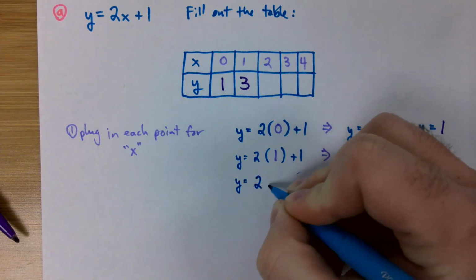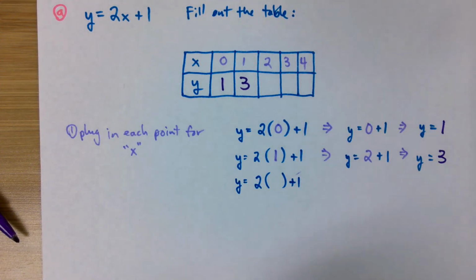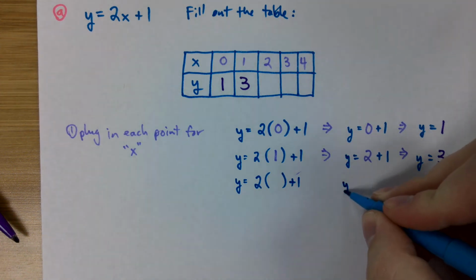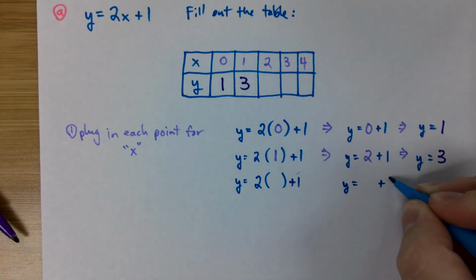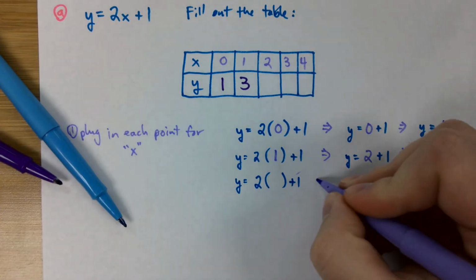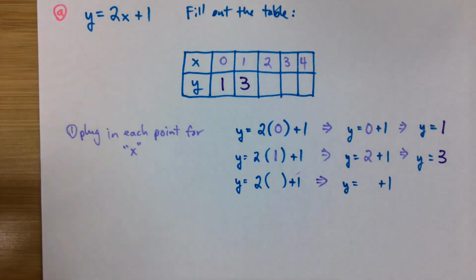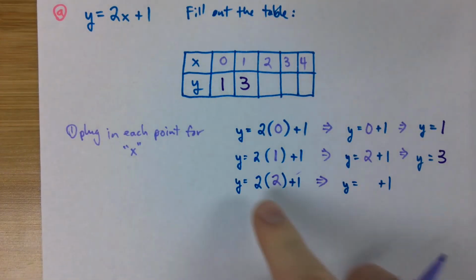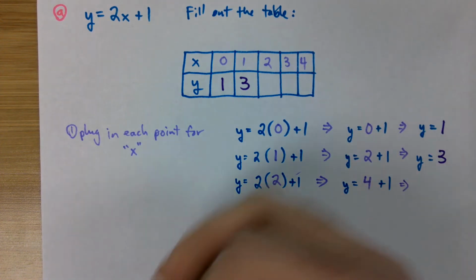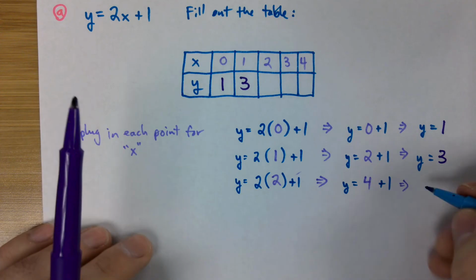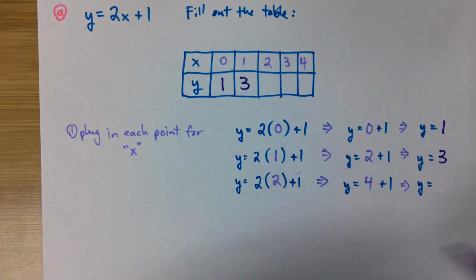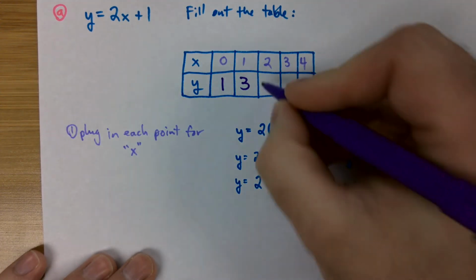Everyone with me so far? No? No one's with me? Yes. Okay. I'm with you. Let's plug in the next one. We plug in 2. 2 times 2 gives us 4. 4 plus 1 gives us y equals 5.